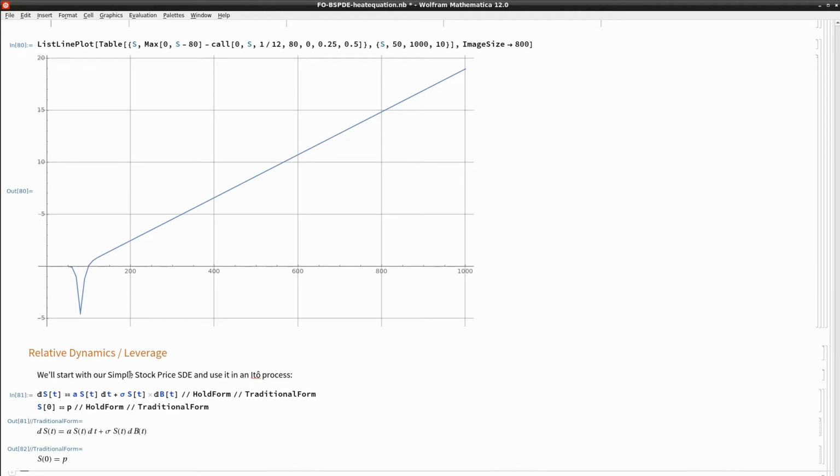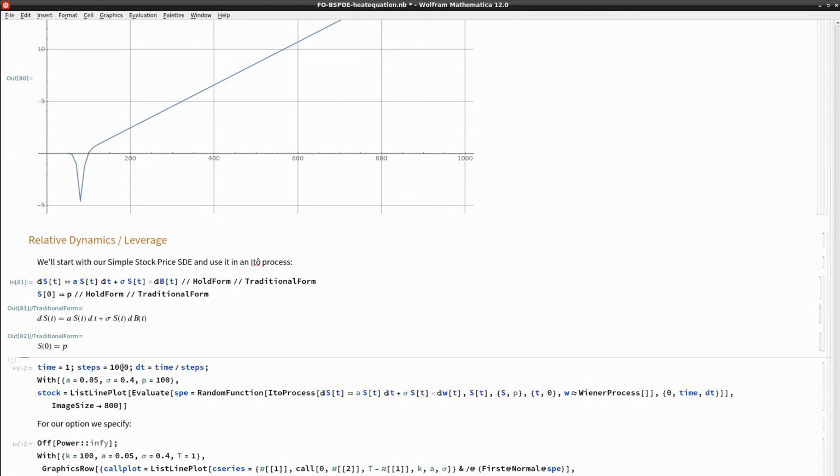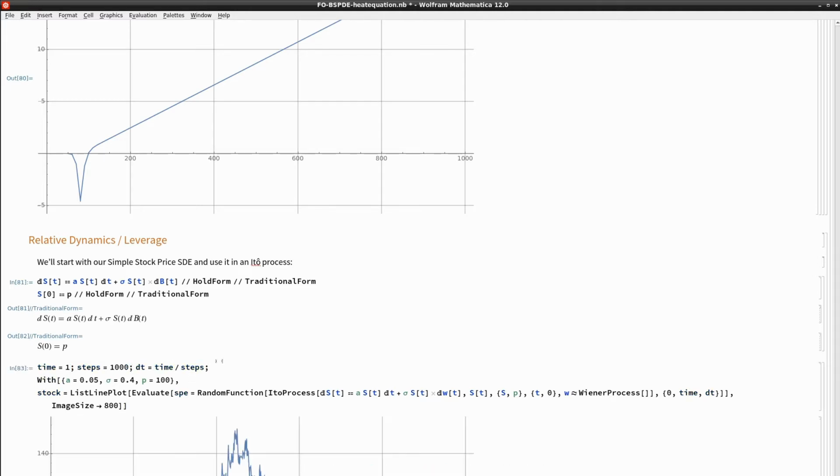So we'll start with our simple stock price SDE, and we use an Ito process again. So let's use an Ito process that we have met in our last session in order to generate stock price trajectories and correspondingly also our option price trajectories. So let's take 1,000 steps again. Let's take 1 year over 1,000 for our time stepping, that's dt.